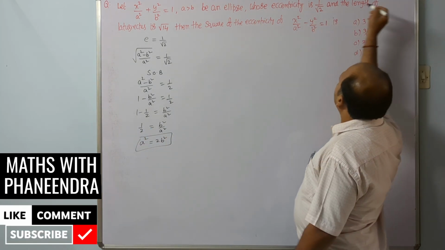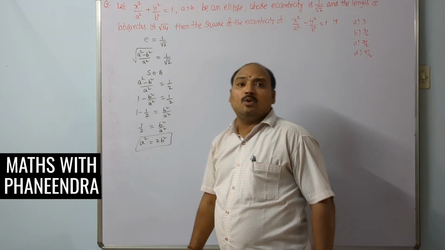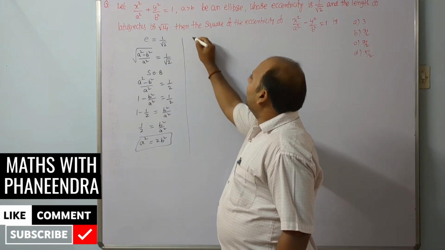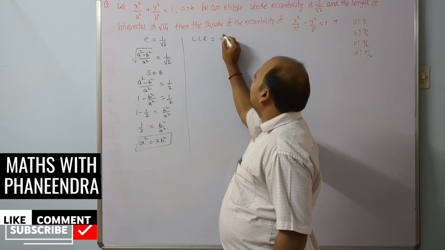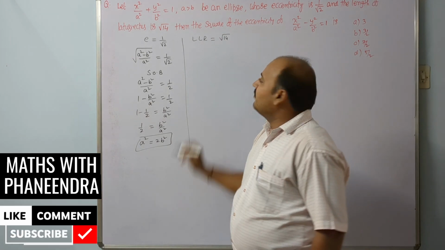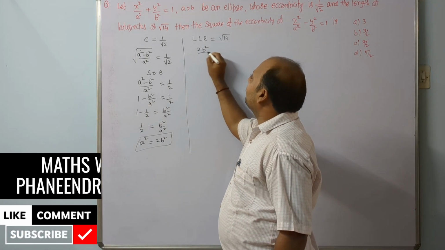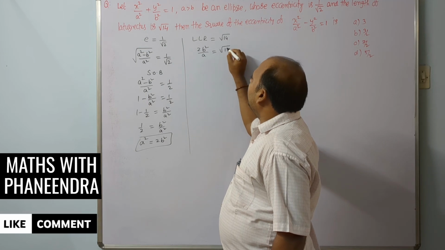So next, the length of the latus rectum is equal to root 14. LLR is equal to root 14. What is the formula for LLR? 2b square by a is equal to root 14.